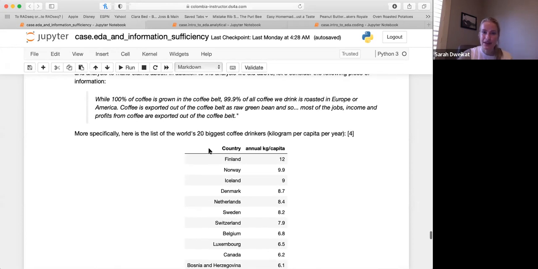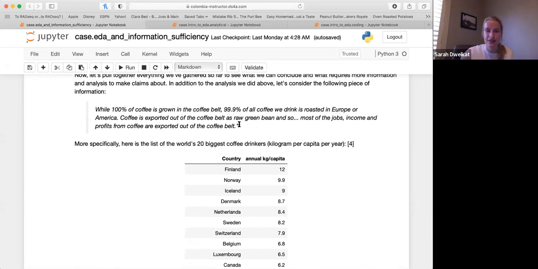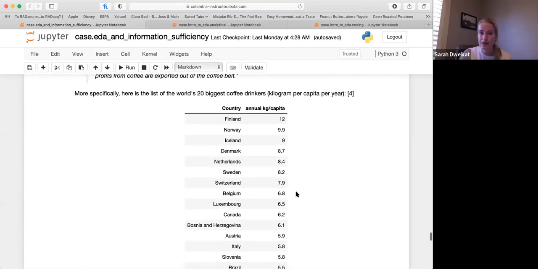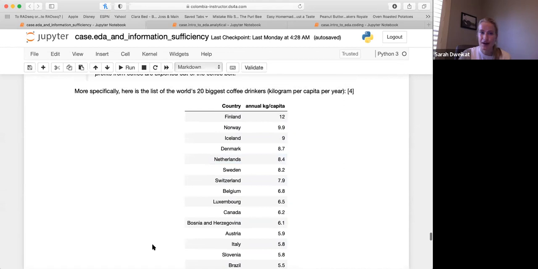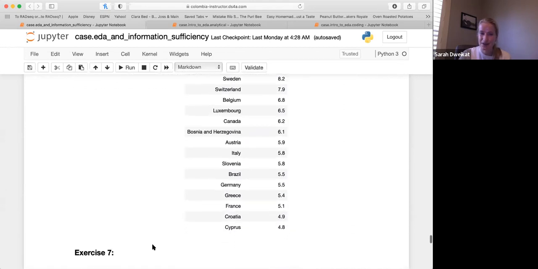One thing that we want to think about is this statement here: while 100% of coffee is grown in the coffee belt, 99.9% of all coffee we drink is roasted in Europe or America. Coffee is exported out of the coffee belt as raw green bean, and so most of the jobs, income, and profits from coffee are exported out of the coffee belt. We also have a list of the world's 20 biggest coffee drinkers in kilograms per capita per year. So we have our biggest coffee drinking countries. Here we see this list.